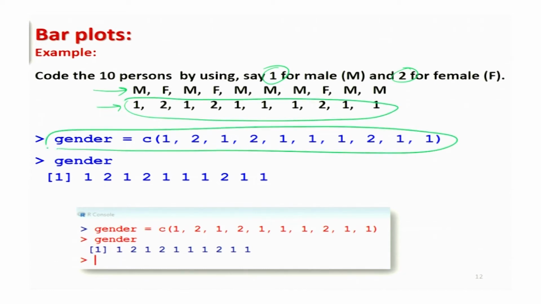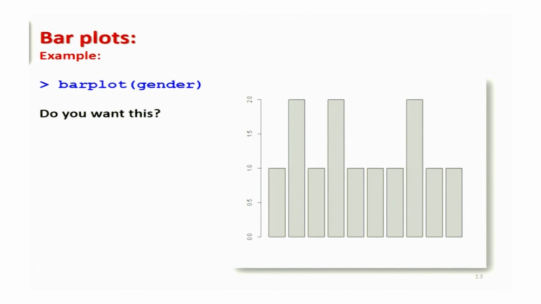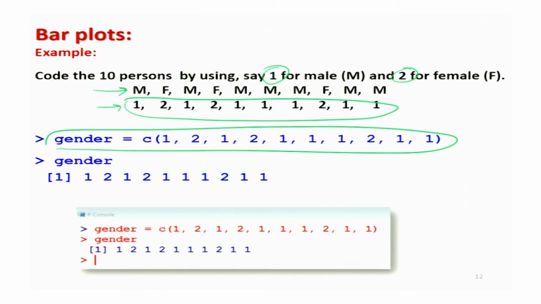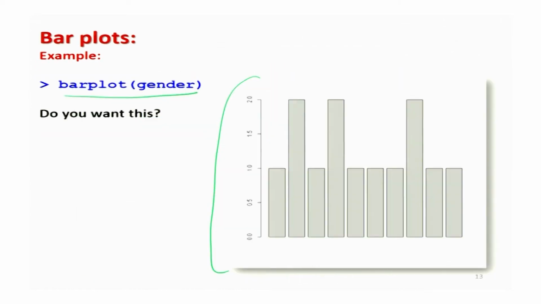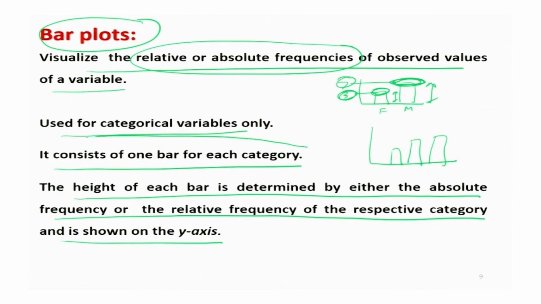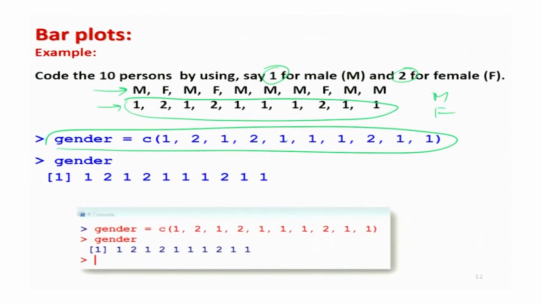Now I try to create a bar plot. I simply give barplot(gender), and I get this. My question to you is, do you want this? Think about it. There are only 2 categories, male and female, and if you recall, that was the same outcome of the frequency table. Then why is it giving you 1, 2, 3, 4, 5, 6, 7, 8, 9, 10? These are 10 bars, and you have just said that each bar indicates only one category. So what is happening?